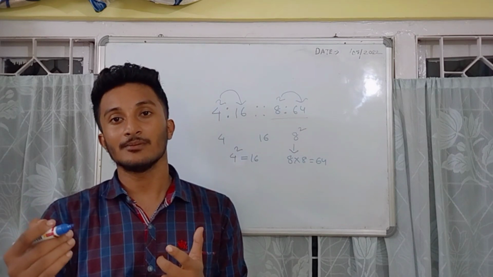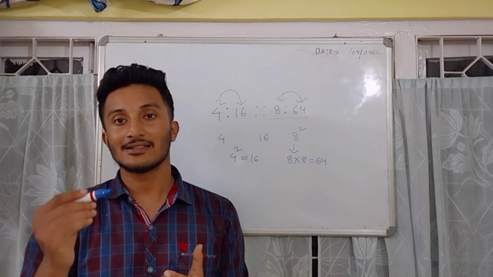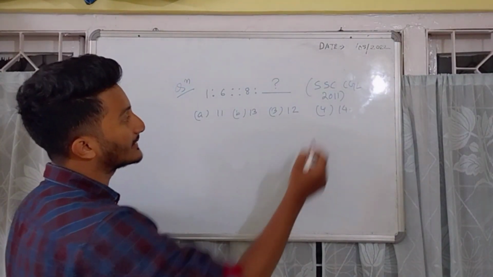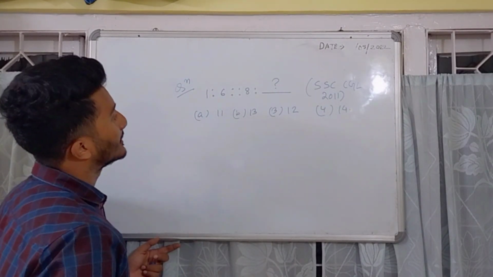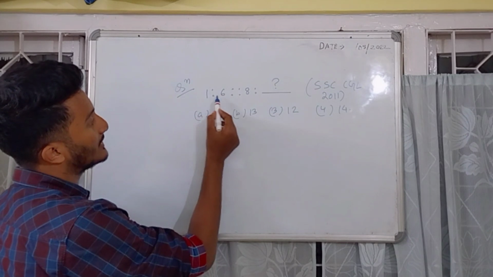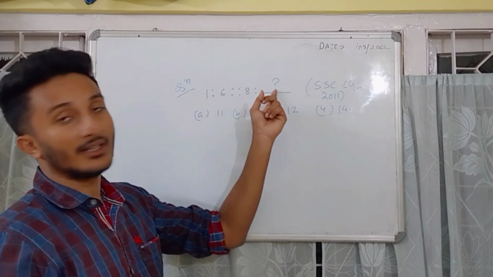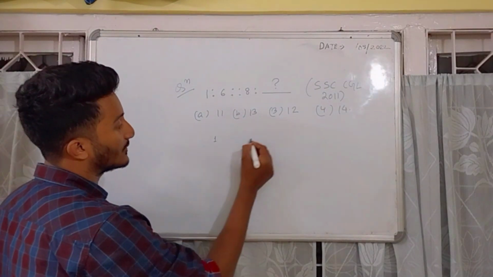So let us proceed to some previous year questions that have come in SSC CGL. So this is a question that has come in SSC CGL 2011. So let us proceed to this question. So the question here is 1:6 and there is 8, and we have to identify the number here. So now let us take the first two numbers as usual. There is 1 and there is 6.